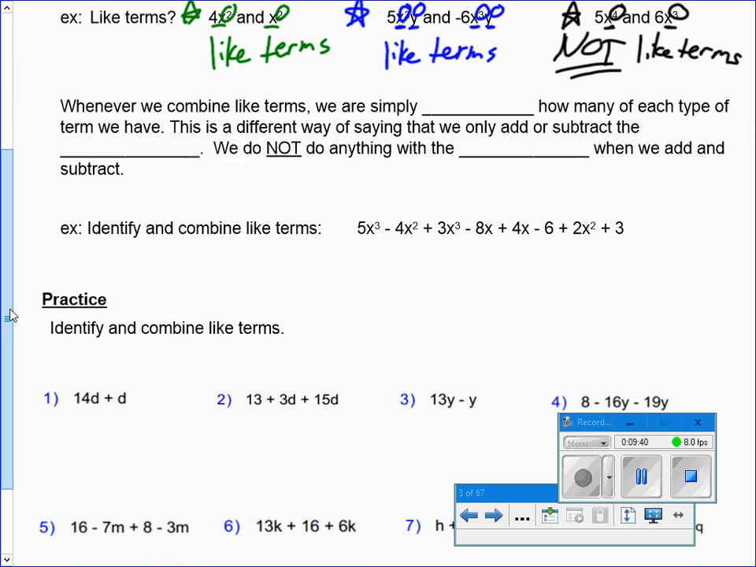So when we combine like terms, again, what we're doing is we're adding and subtracting. All we're doing really is counting how many of that type of term we have. Right, so if it's the x squared term, we're asking how many quadratic terms do we have. If it's the x term, we're asking how many linear terms do we have. Alright, so all we're adding and subtracting are the coefficients. We're not doing anything at all with the exponents. We're adding, subtracting, combining like terms. We're not doing anything with the exponents. We're only adding and subtracting the coefficients.